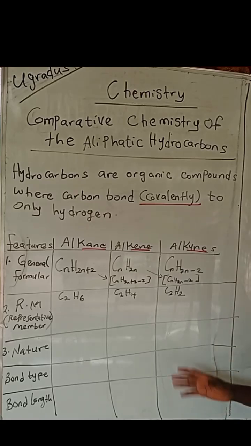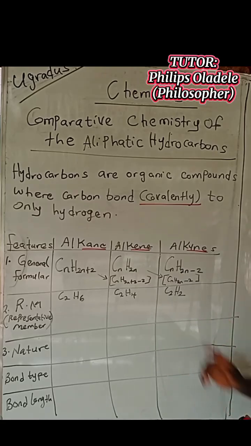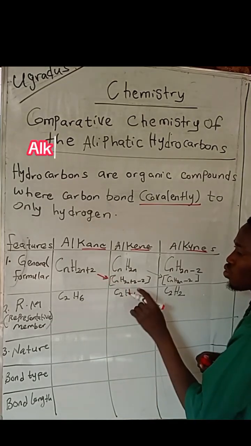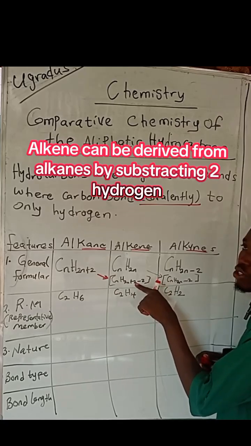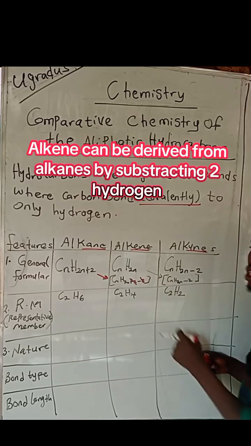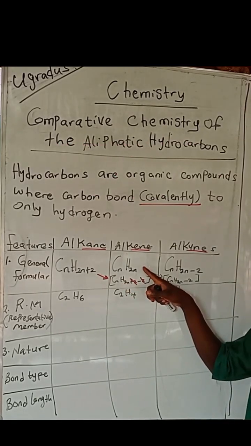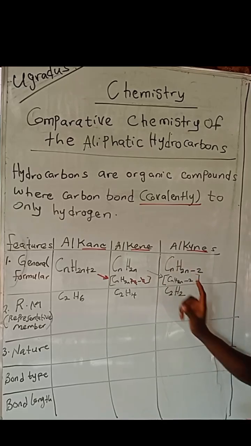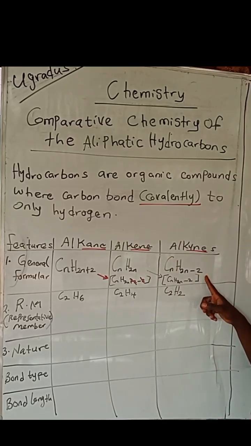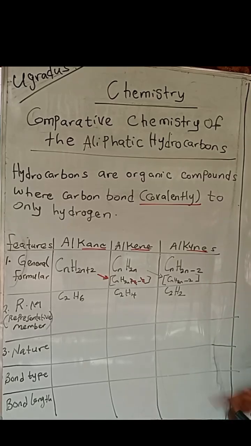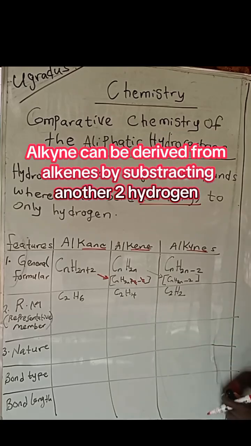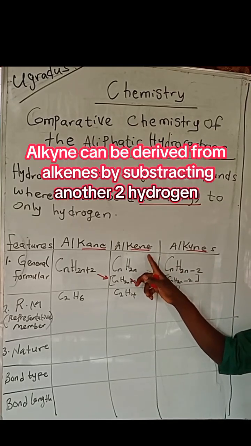Alkene, on the other hand, is the next after alkanes, and it is derived from alkanes by subtracting 2 hydrogen. So when we subtract 2 from CnH2n+2, the plus 2 cancels with the minus 2. That is what leaves us with CnH2n. So when you delete this last plus 2 from alkanes, then you get alkenes. And the last guy, the alkynes, which is the last of the aliphatic hydrocarbons, you continue to subtract another 2 from the formula of the previous. So alkyne is derived from alkenes, while alkene is derived from alkanes.